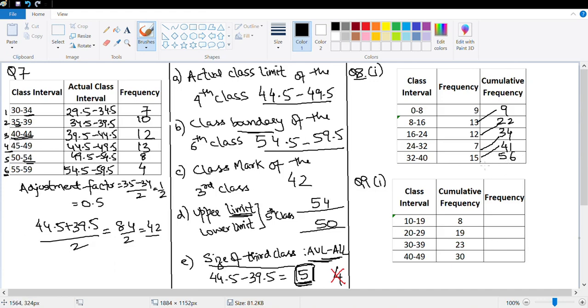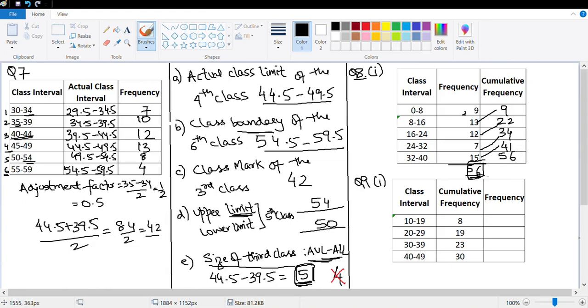My job to check whether my answers are correct. Let me add from here. 9 plus 3, 12, 14, 21, 26. 6 to carry, 2, 3, 4, 5. Perfect, my answer is correct. Simple? Yeah, very simple. Cumulative frequency.